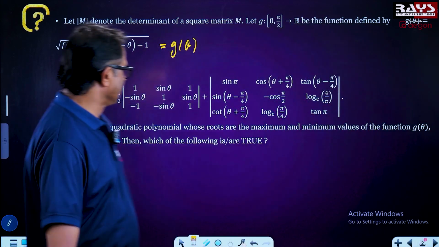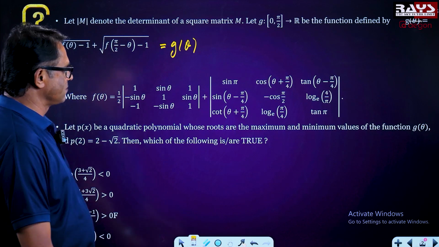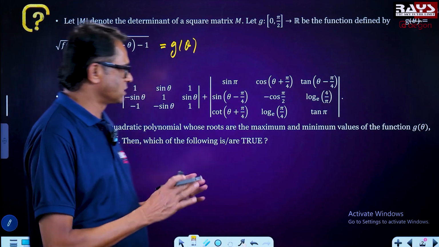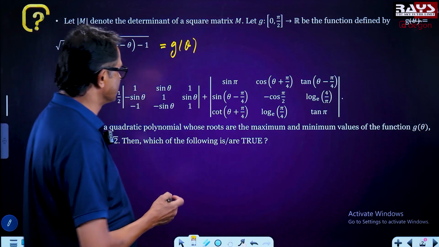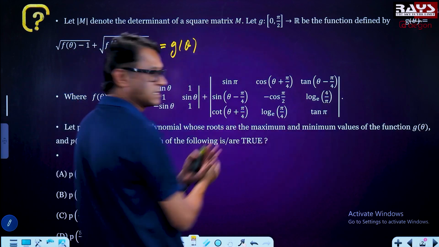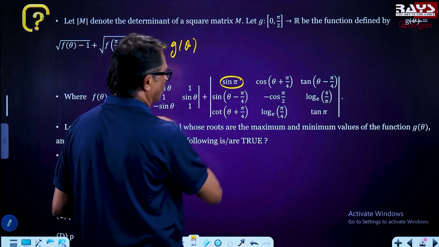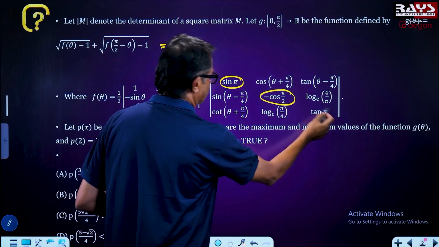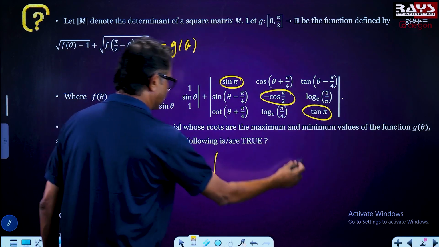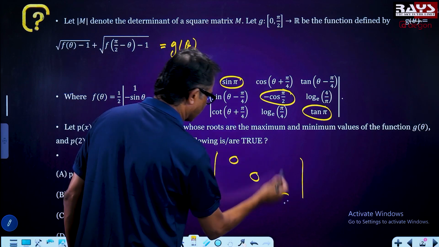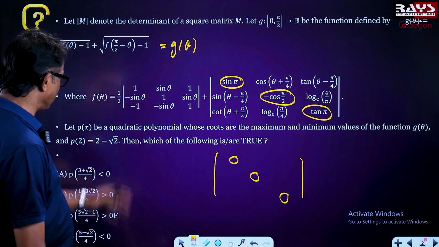Now see this determinant, though it seems to be a very tough problem, actually it's a very simple problem. Why? Because if you see the second determinant, you can see that sin pi is equal to 0, minus cos pi by 2 is 0, tan pi is equal to 0. So the diagonal elements are zeros. And what is the question?